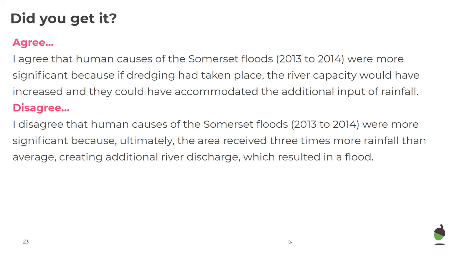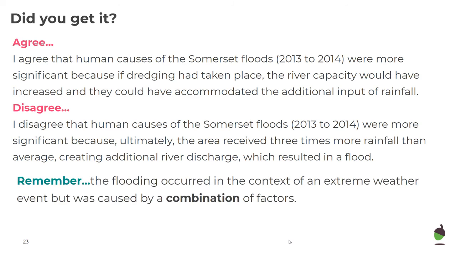So a reason to agree could be, I agree that human causes of the Somerset Floods 2013 to 2014 were more significant because if dredging had taken place, the river capacity would have increased and they would have accommodated the additional input of rainfall. Or you might want to disagree with the statement. So, for example, I disagree that human causes of the Somerset Floods 2013 to 2014 were more significant because, ultimately, the area received 3 times more rainfall than average, creating additional river discharge, which resulted in a flood.